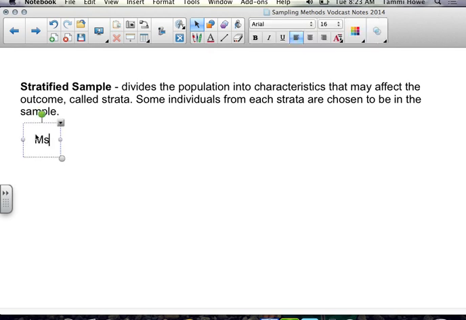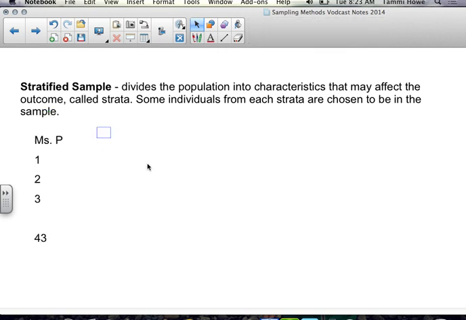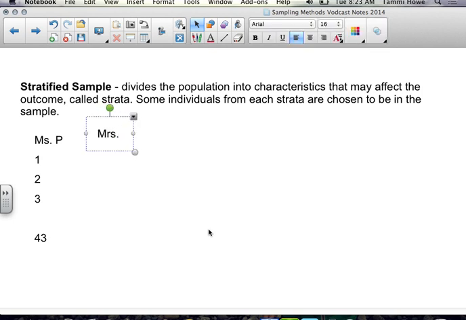What I would do is I would get a list of Miss Peterson's students, and I would label those as 1 through, however many students she has. Let's say that she has 43 students. That could be totally wrong though. And then I would get a list of Mrs. Howe's students, and I would label them 1 through, this one should be 37, is that right? So that it adds up to 80.